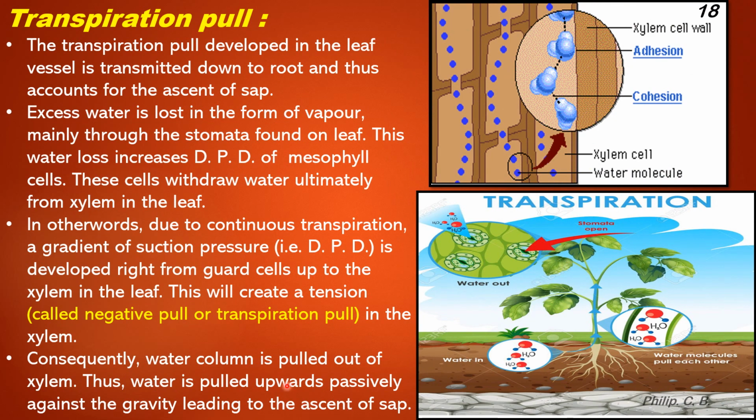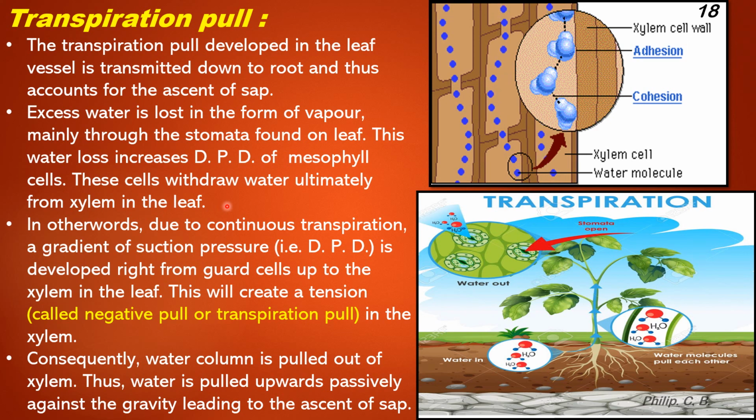Further, the transpirational pull. The transpirational pull developed in the leaf vessel is transmitted down to the root and thus accounts for the ascent of sap. So it is a transverse pull which is developed from the leaf, which goes right down till the root region. Excess water is lost in the form of vapor, mainly through the stomata found on the leaf. This water loss increases the DPD of mesophyll cells. These cells ultimately withdraw water from the xylem into the leaf.